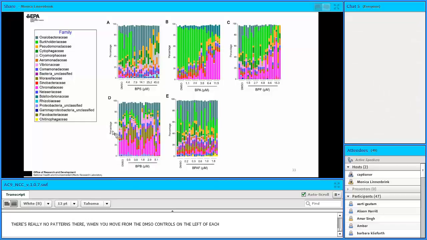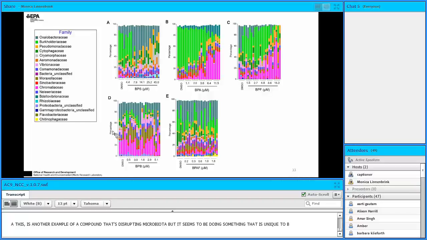But if you look at the top row, particularly if you focus on figures B and C, you can see pretty clearly that there is a seemingly conserved decrease in the Burkholderiaceae family taxon, and there's an increase in Chromatiaceae, and there's a number of other changes that are interesting to us. And if you compare that to the data shown in Figure A, this is another example of a compound that's disrupting microbiota, but it seems to be doing something that is unique to BPS relative to BPA and BPF.